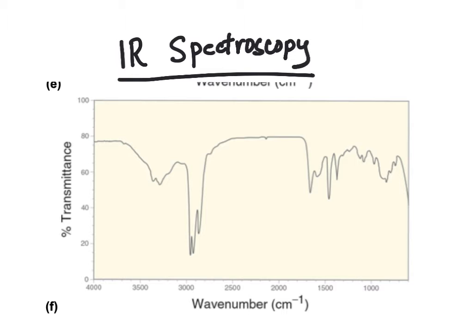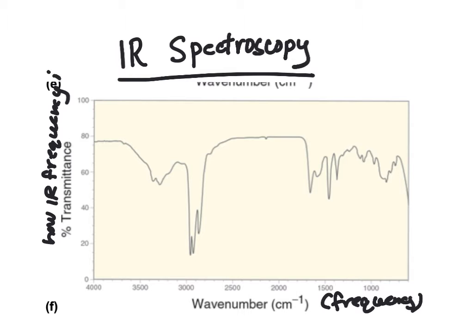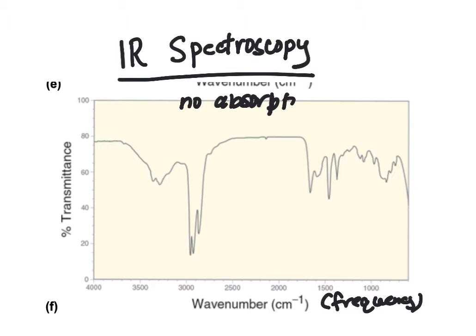All right, so here's an IR spectrum. You're going to actually use this technique in lab. You can see on the x-axis you have what are known as wave numbers. This is going to be the frequency. And then on the y-axis we have what's called percent transmittance. So this is going to be how much IR frequency is transmitted. So if we look, 100% transmittance means that there is no absorption, whereas 0% transmittance means we have max absorption.